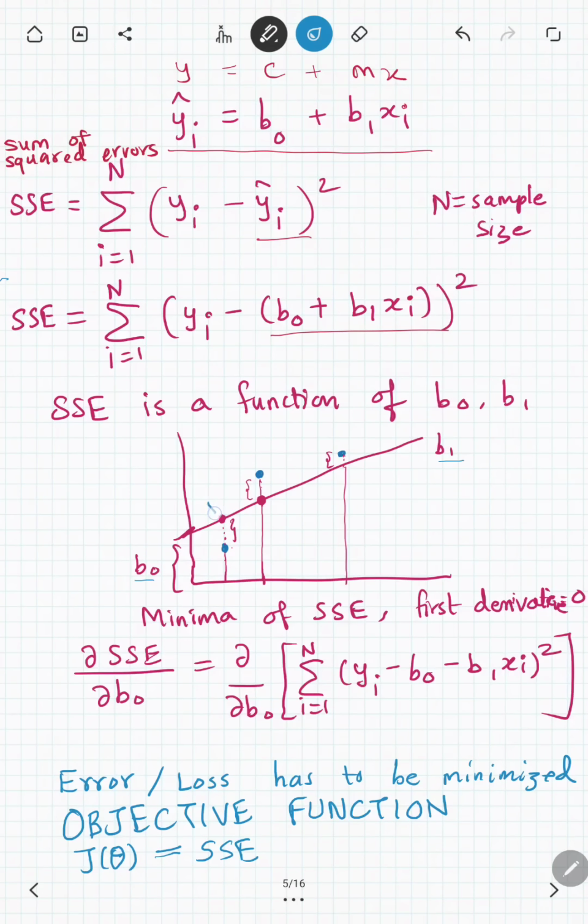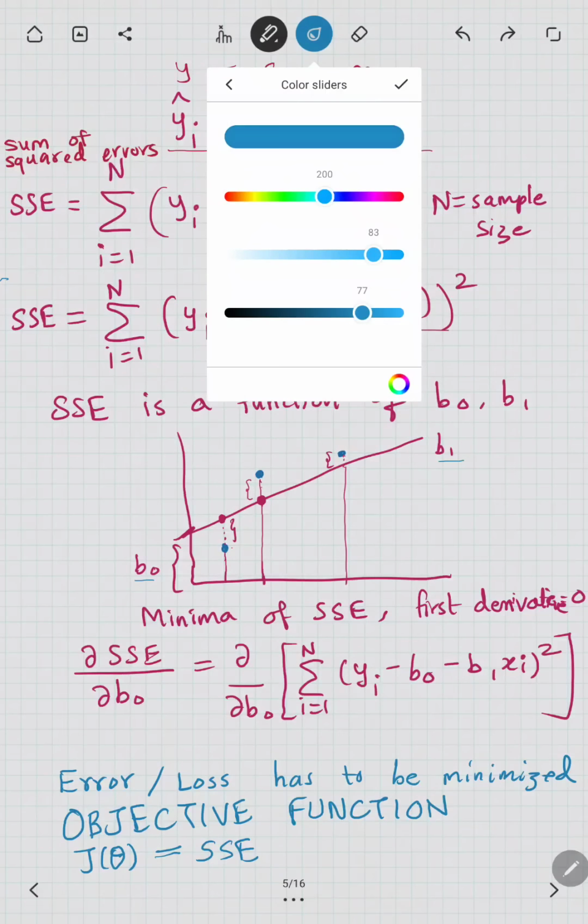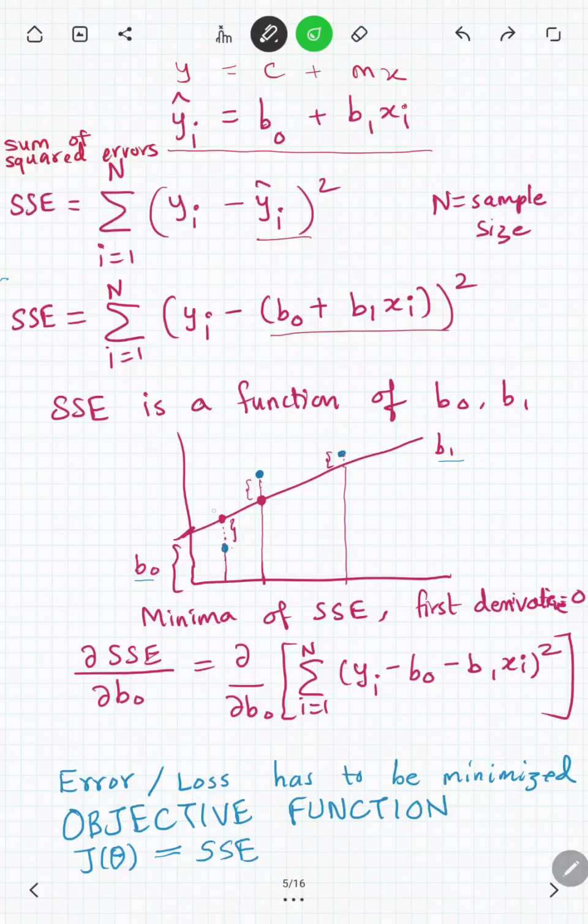I will use a separate color for this. Okay, so let's say these are the predicted values. So this is, let's say, y1 hat, and the blue point is our data set. So this is y1. Okay, so y1 and y1 hat. Now similarly, the point on the line is the prediction. So this pink or red point is y2 hat, and this is the actual data point, which is y2.